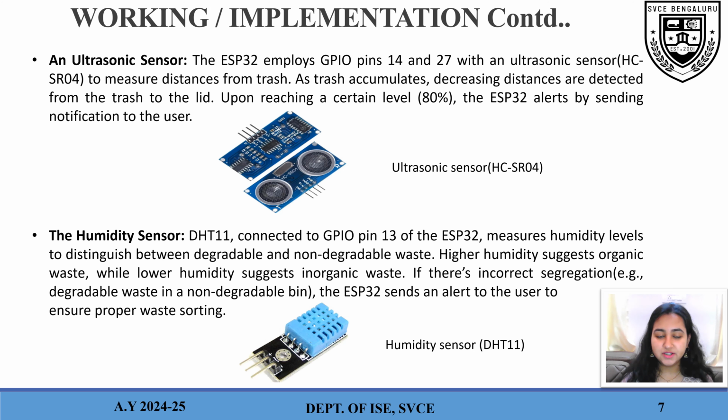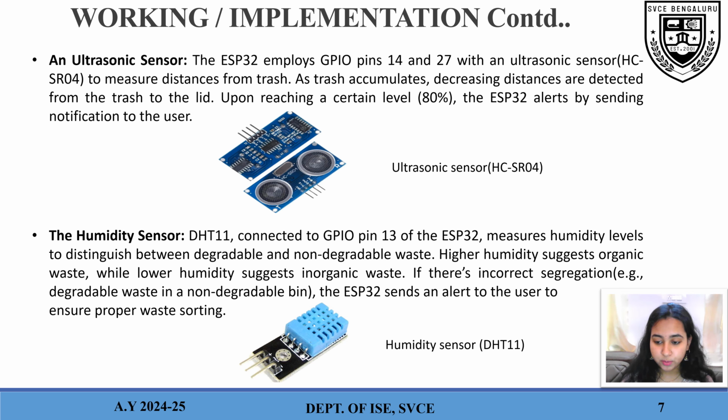Firstly, the ultrasonic sensors, which are connected to GPIO pins 14 and 27 of the ESP32, measure the distance from the trash. As the bin is filled with trash and reaches 80%, the ESP32 will send a notification to the user through the website, by which the user will get to know that the bin is going to fill.